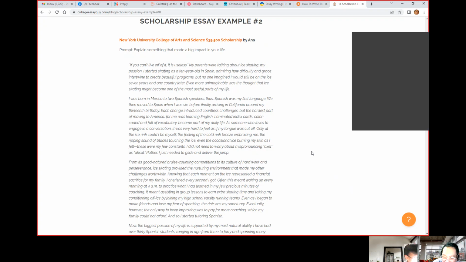Now look at this one, Khoi. When she was young, she stated here about her passion, which is skating. And then in the second paragraph, she was able to disclose the challenges of her life as a student when they transferred to the United States. She mentioned that the hardest part of moving to America for her was learning English, with laminated index cards, color coded and full of vocabulary, becoming part of her daily life. So she accepted now the life of America. So that is the second paragraph.